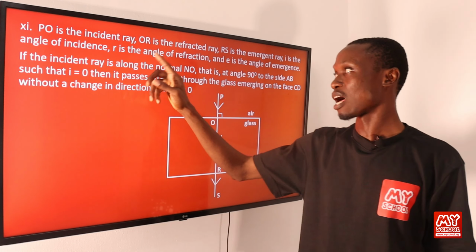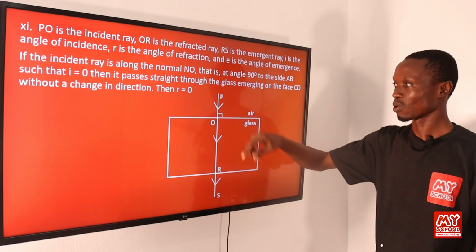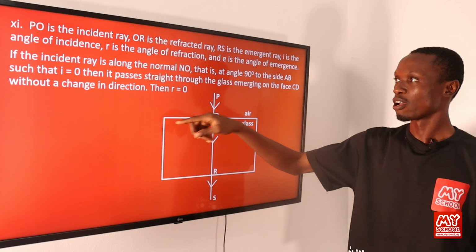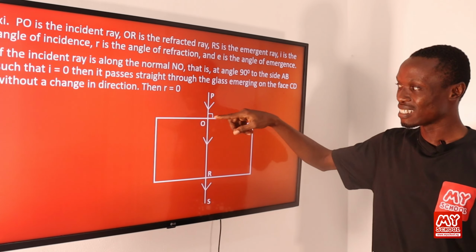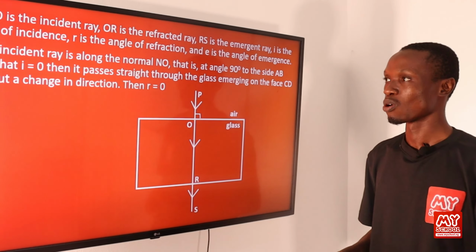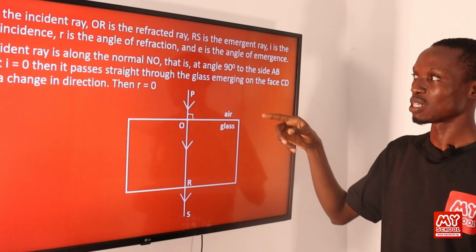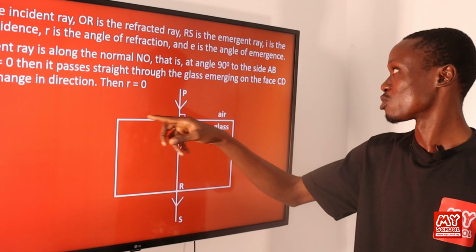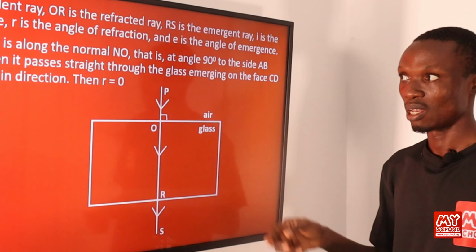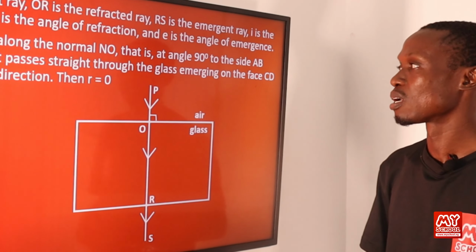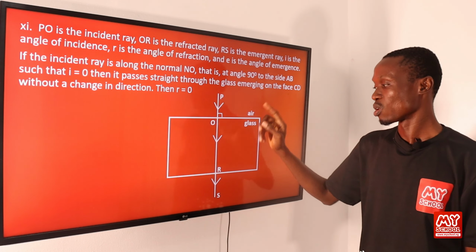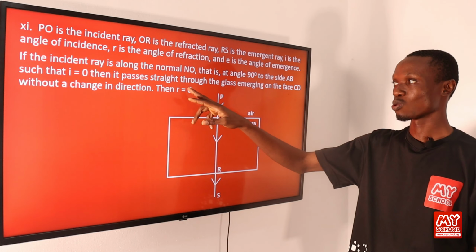If the incident ray is along the normal NO, okay, so the incident ray is actually incident normally on the plane surface here, that means the incident ray is at angle 90 degrees with the side AB, such that i is equal to 0. So when the incident ray is at angle 90 to the side AB, then the angle of incidence in that case will be equal to 0. Then it passes straight through the glass, emerging on the face CD without a change in direction. Then in that case too, the angle of refraction will also be equal to 0.